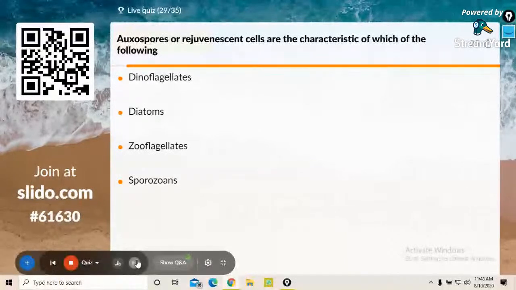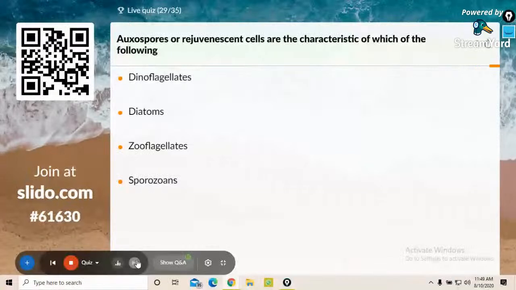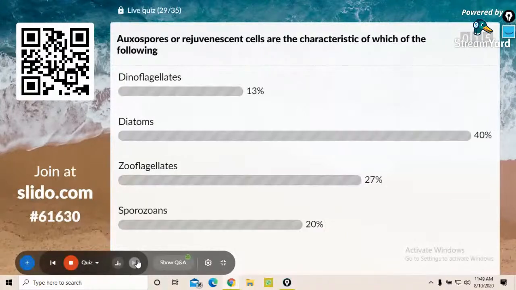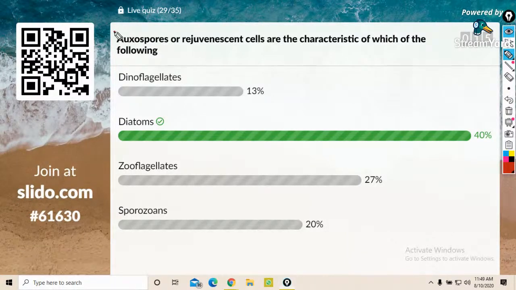Oxospores or rejuvenant cells are the characteristic of which of the following? Dinoflagellates, diatoms, zooflagellates, sporozoan. I don't know how many of you are giving the correct answer for the question. Oxospores or rejuvenant cells, out of NCERT question. Let me see. The correct answer for the question is option B, diatoms. Six more questions remaining. All the questions are out of NCERT.